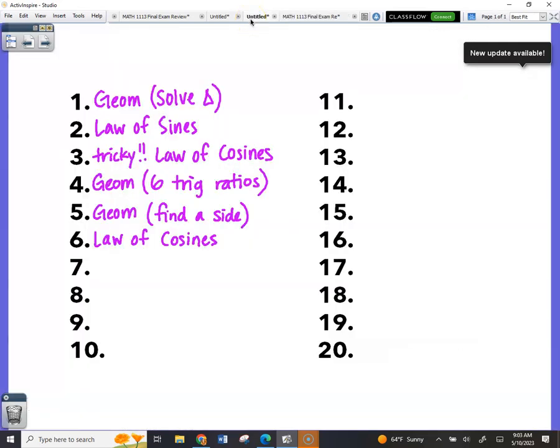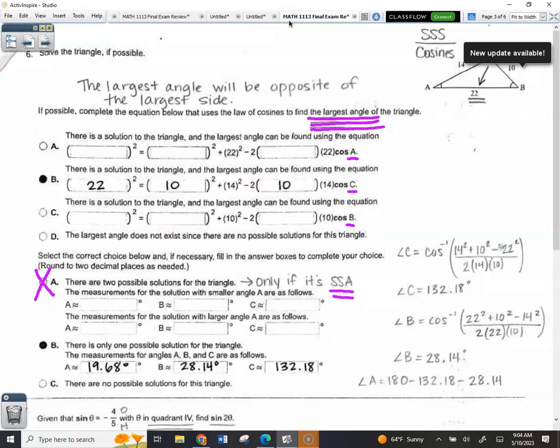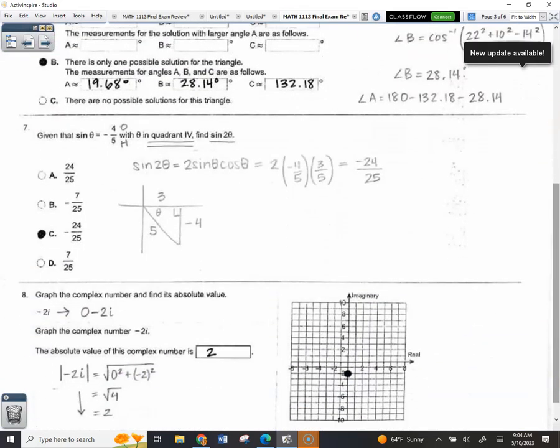Alright, 7, they give you a trig function and they tell you what quadrant it's in, and they say find the double angle, which is on your formula sheet. So I'm going to write double angle. And in this case, it was sine of 2 theta. Which means you've got to draw the picture. You've got to draw the picture in the correct quadrant. You've got to label your sides.